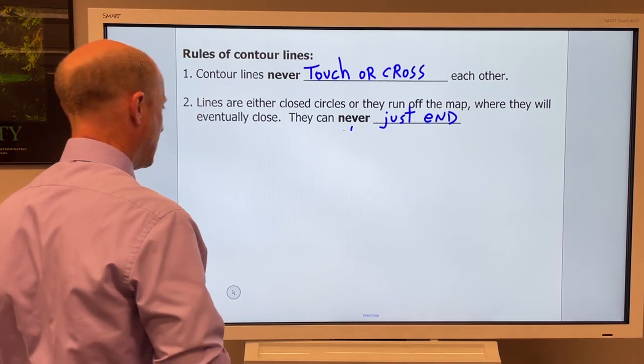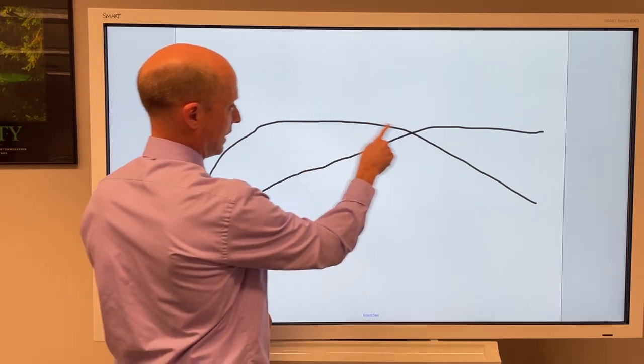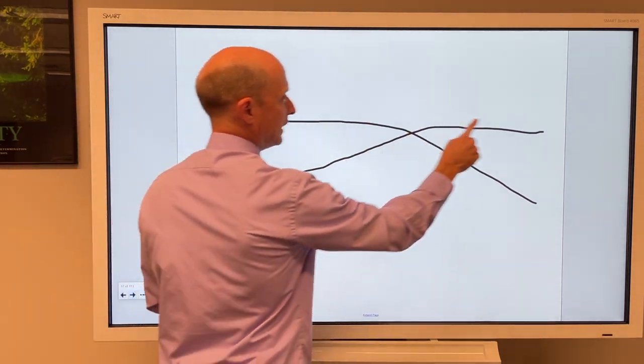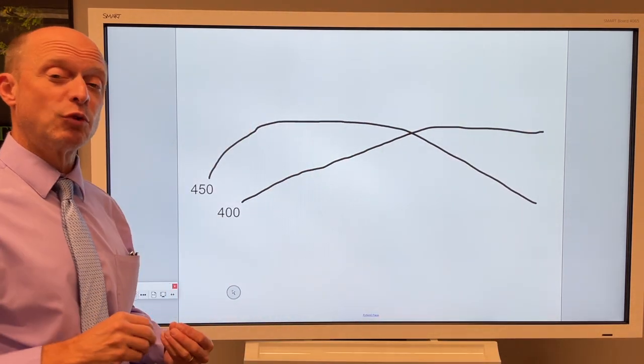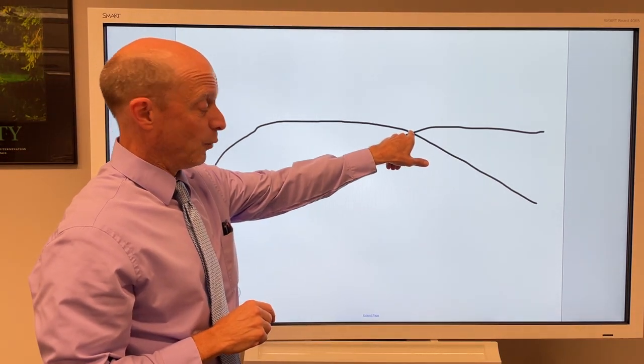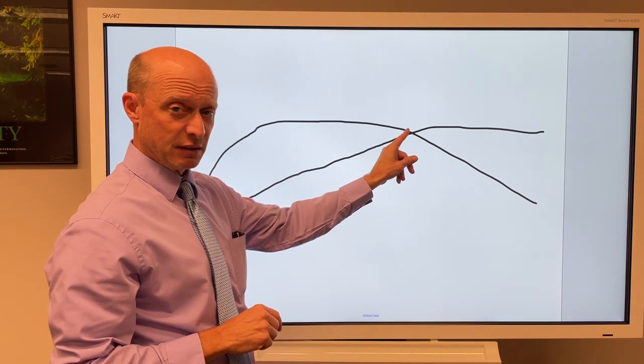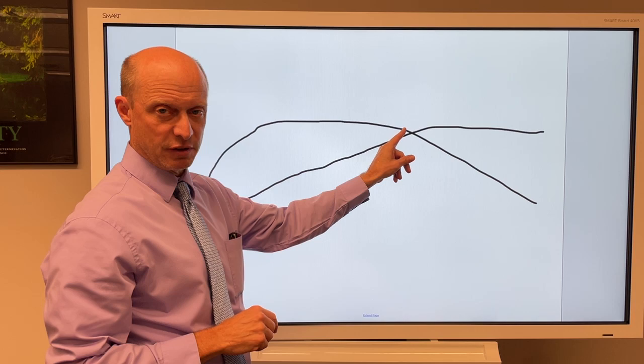So here's an example of what I'm saying. Let's say this is the 450 feet contour line right here, and this is the 400 feet. Well, this is breaking the rule. You cannot do this because here they cross. What can't happen is that it can't be both 450 feet above sea level and 400 feet.